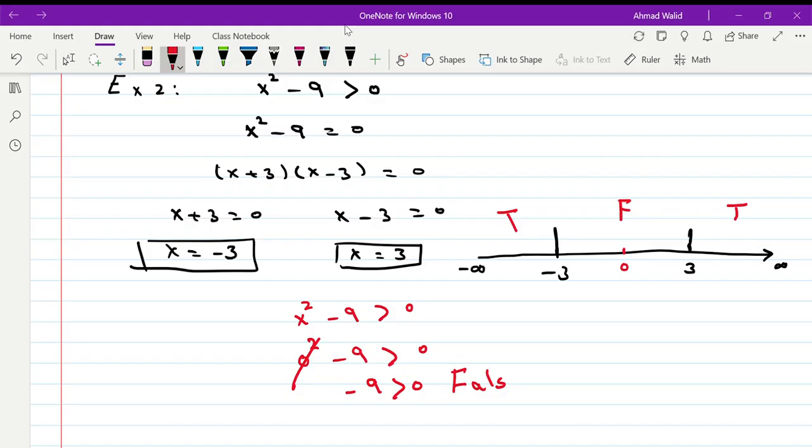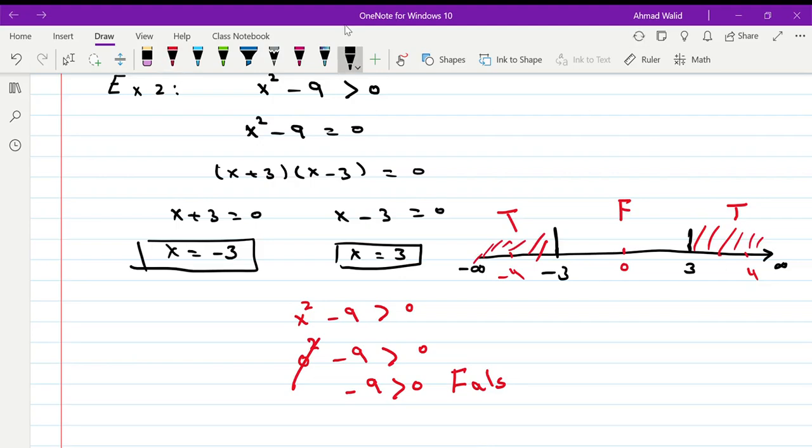If you say no, pick up another test point here, for example, 4, and another test point here, for example, negative 4. Plug in to your inequality and you will see you end up with a true statement. Okay, this part and this part are the solution. Then how to write my final answer?